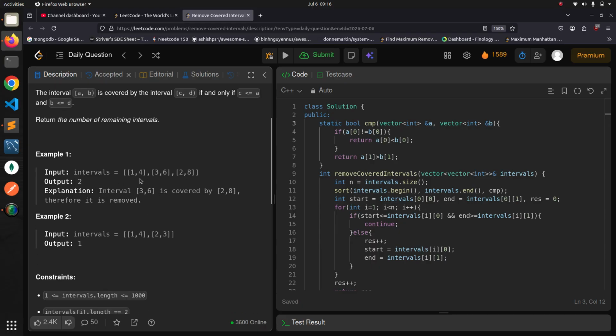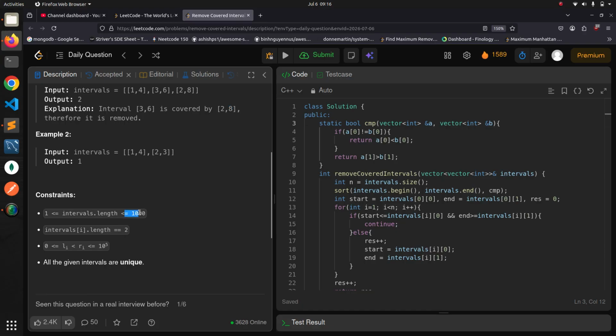Let's look at the example here. We have intervals like 1 4, 3 6 and 2 8. So the interval 3 6 can be covered by 2 8 because 3 is greater than 2 and 6 is less than 8. So this 3 6 can be covered by 2 8. So we will be left with two intervals, 1 4 and 2 8. This is a simple example. The intervals length will be up to 10 to the power 3.